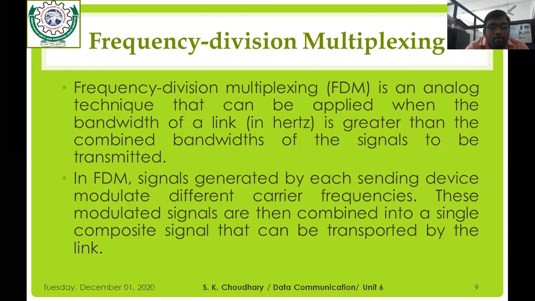In FDM, the signal generated by each sending device modulates a different carrier frequency. Each signal has a different carrier frequency, and these modulated signals are then combined into a single composite signal that can be transported by that link.